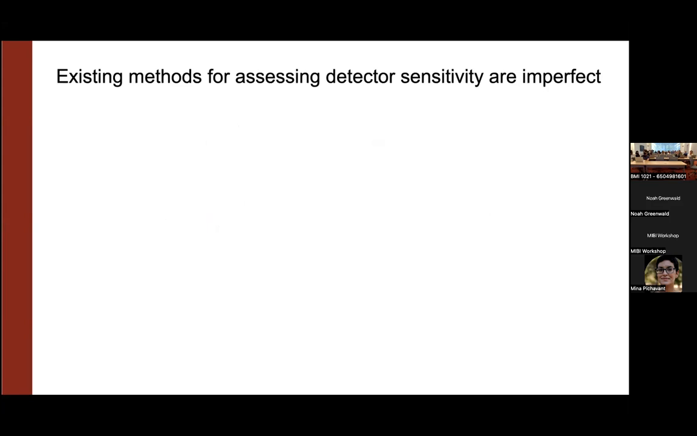So what are some of the existing ways, previous approaches for assessing detector sensitivity, and why did they not really get the job done? Probably the most basic one you could think of is just measure some signal over the course of your run from your actual samples.